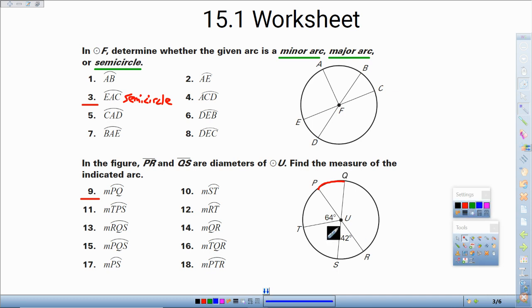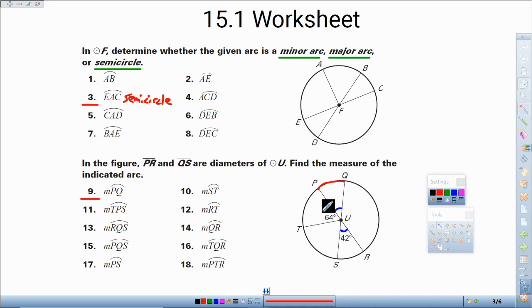So how can I find the measure of this angle right here? Well, here's probably the quickest, straightforward way. These angles here and here are vertical angles. Okay, and that means they're the same. If this is 42, we know that this is 42 and that means this is 42. Okay, and there it is.